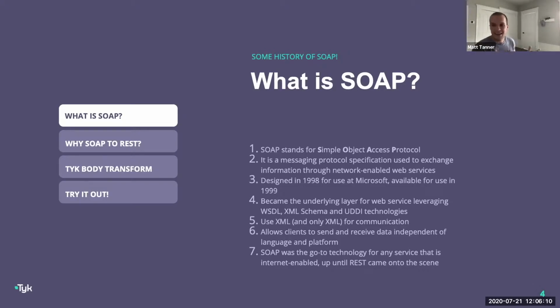If you've worked in any legacy systems, I'm sure you'll be familiar with WSDL and XML schema. Well, SOAP is the underlying layer for those web services. SOAP uses XML and only XML. It allows clients to receive and send data independent of language and platform, and that was one of the big pluses of it. As we were starting to scale out, more languages were coming around, different ways of doing things. There had to be a common way, and SOAP really filled that void. SOAP was the go-to technology for any internet-enabled service up until REST came onto the scene.